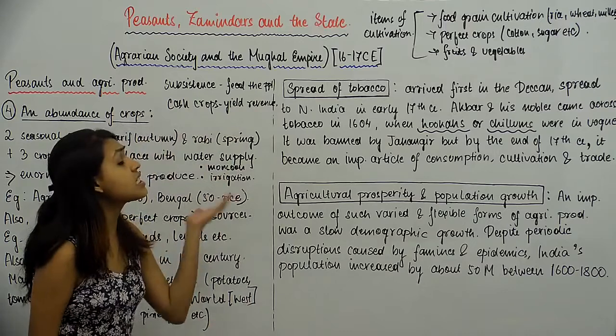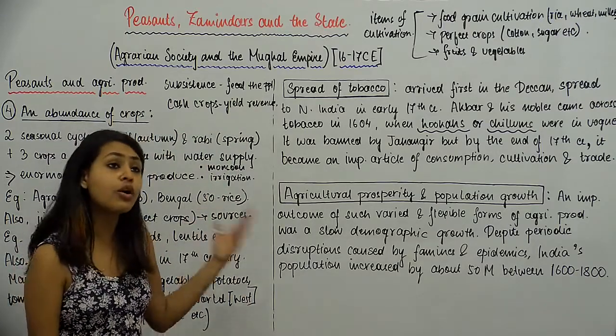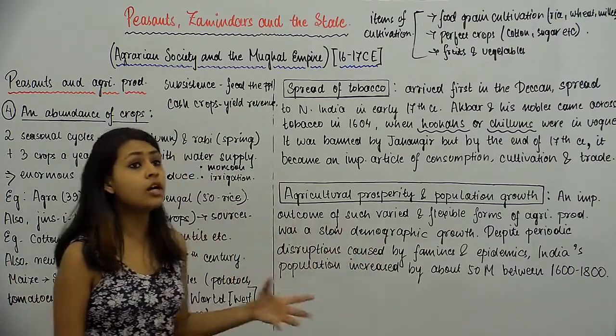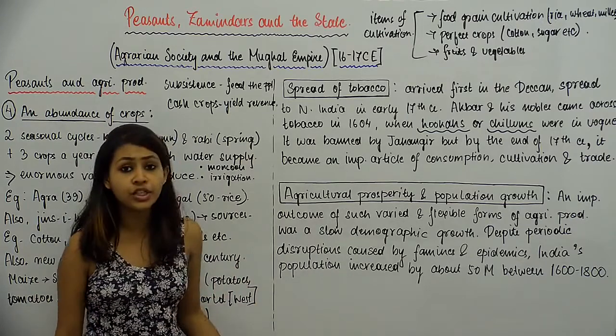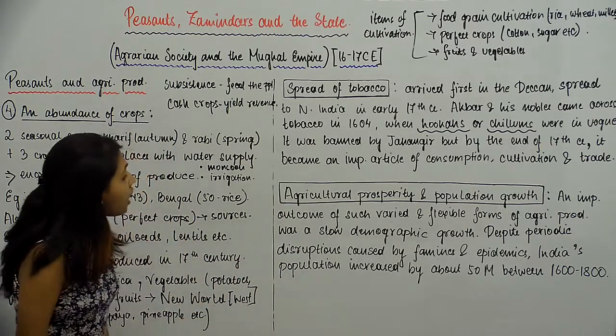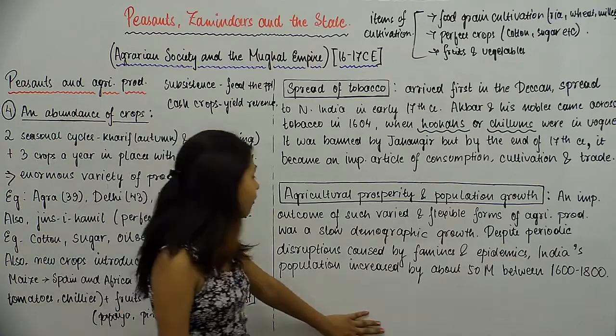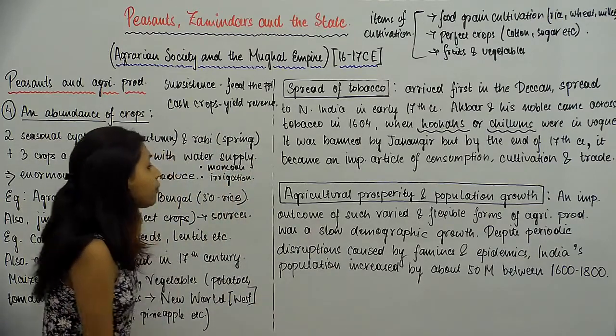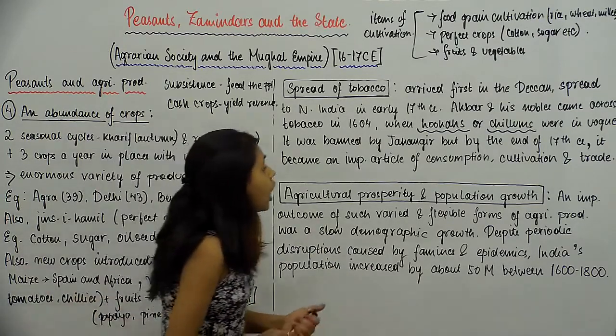So this is something like the history of tobacco, or the way how tobacco came in our country and how it became very, very prevalent in our country. The next piece of information that we have is about agricultural prosperity and population growth.